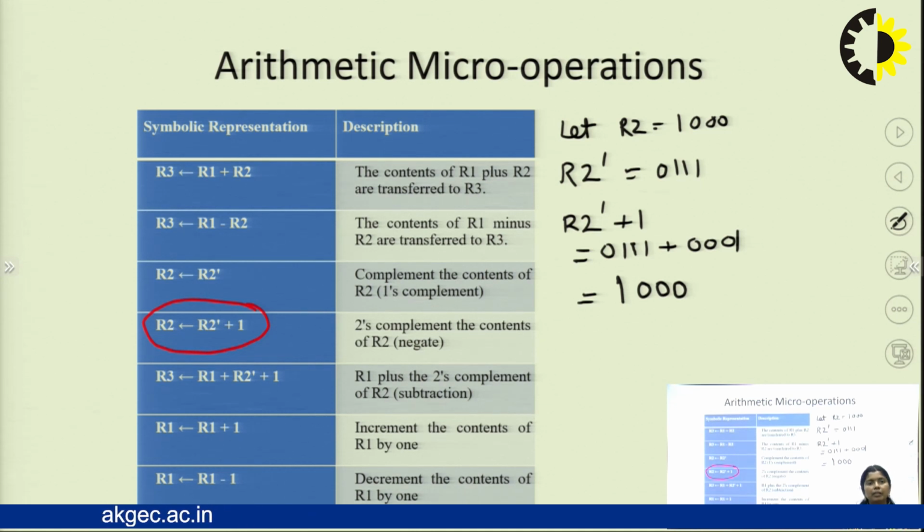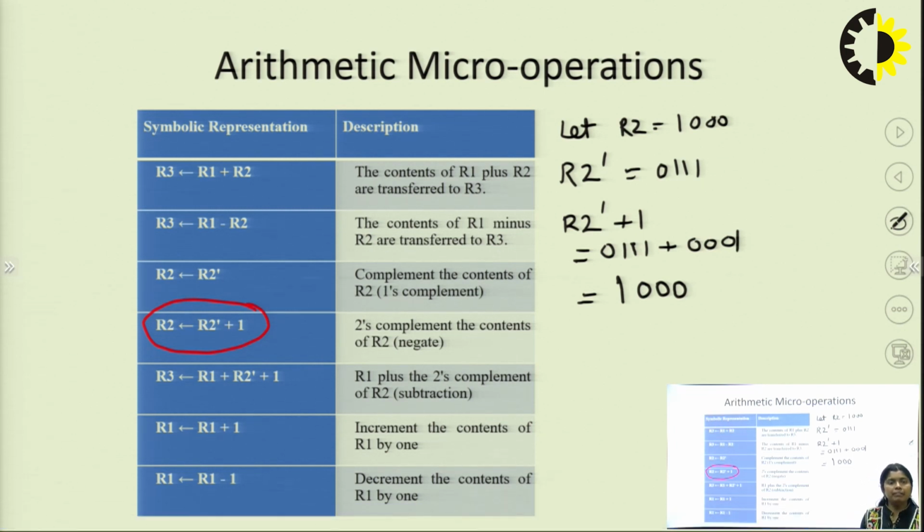Here the R2 we are considering as 1100. It means there is a 4-bit R2 register, and the R2 complement means each value is considered as a 1's complement, that is 0 and 0 become 1 and 1. So R2 complement plus 1 is what?